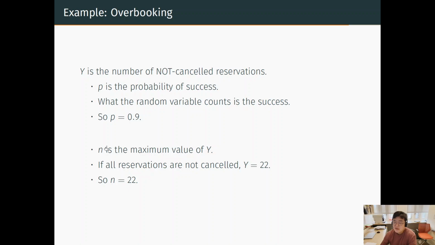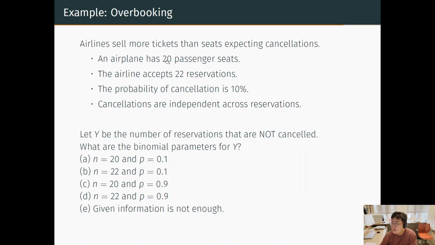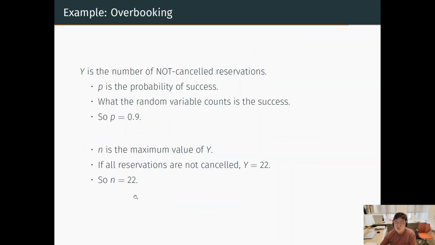On the other hand, n is the range. Remember, the range of the outcome. In this case, what is the maximum number of non-cancellations, the maximum number of travelers who come to the airport? That is 22, right? It does not matter how many seats are in the plane, but what we have is 22 reservations. Because if no ticket is canceled, there are all 22 non-canceled reservations. That is the maximum. So the parameter n should be 22.